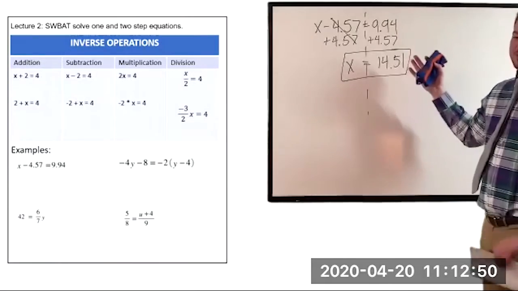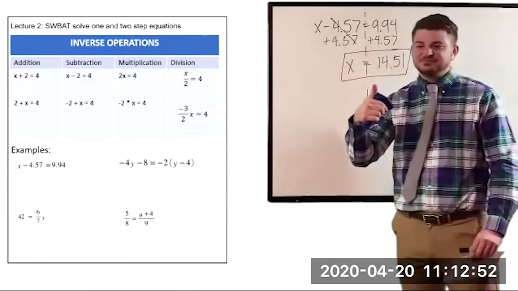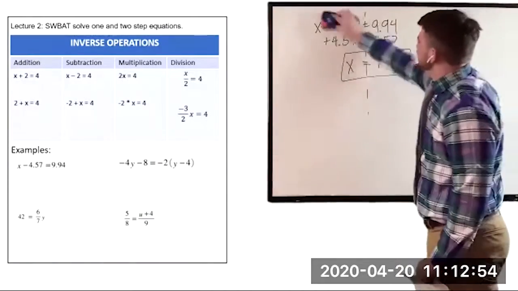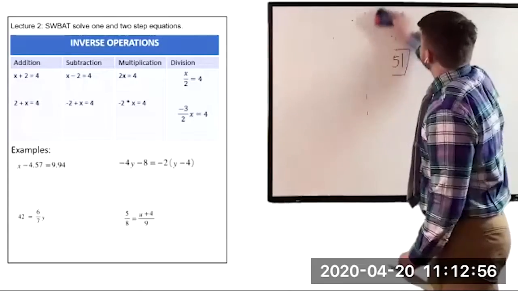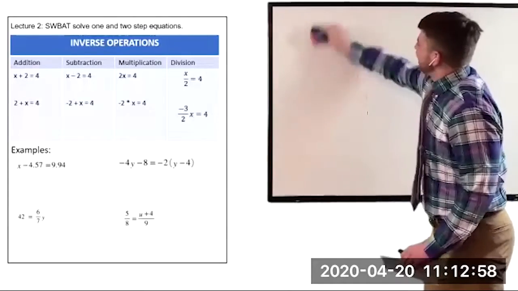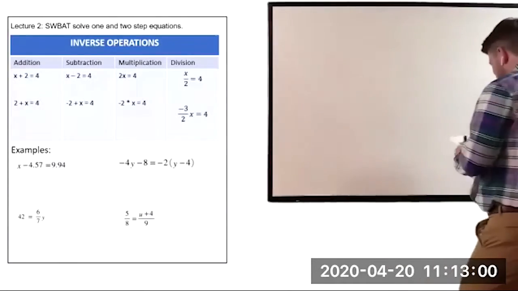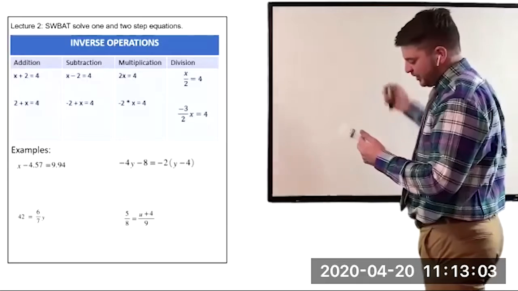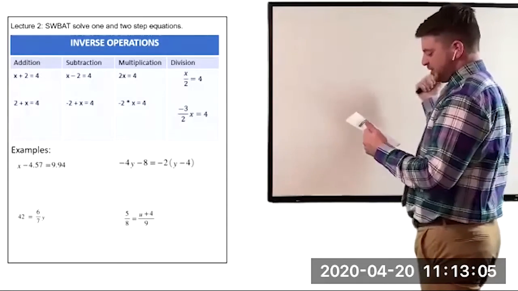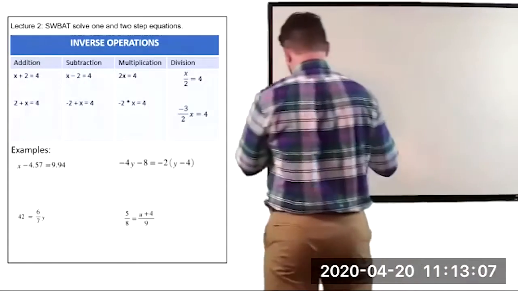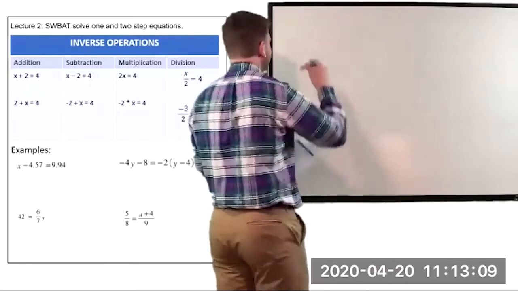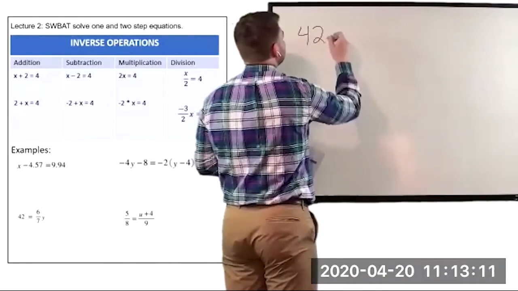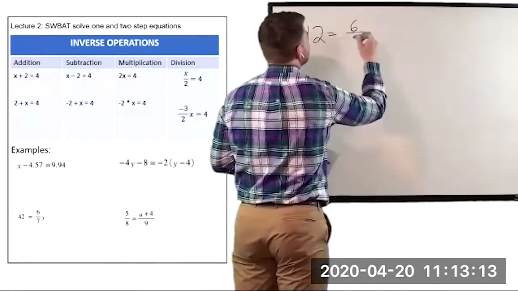All right. So first example problem. Good with that? Cool. Okay. Let's go on to the second example problem. The second example problem, we're going to go down first, and then we'll go over. So the second one we're going to look at is 42 equals 6/7 y.